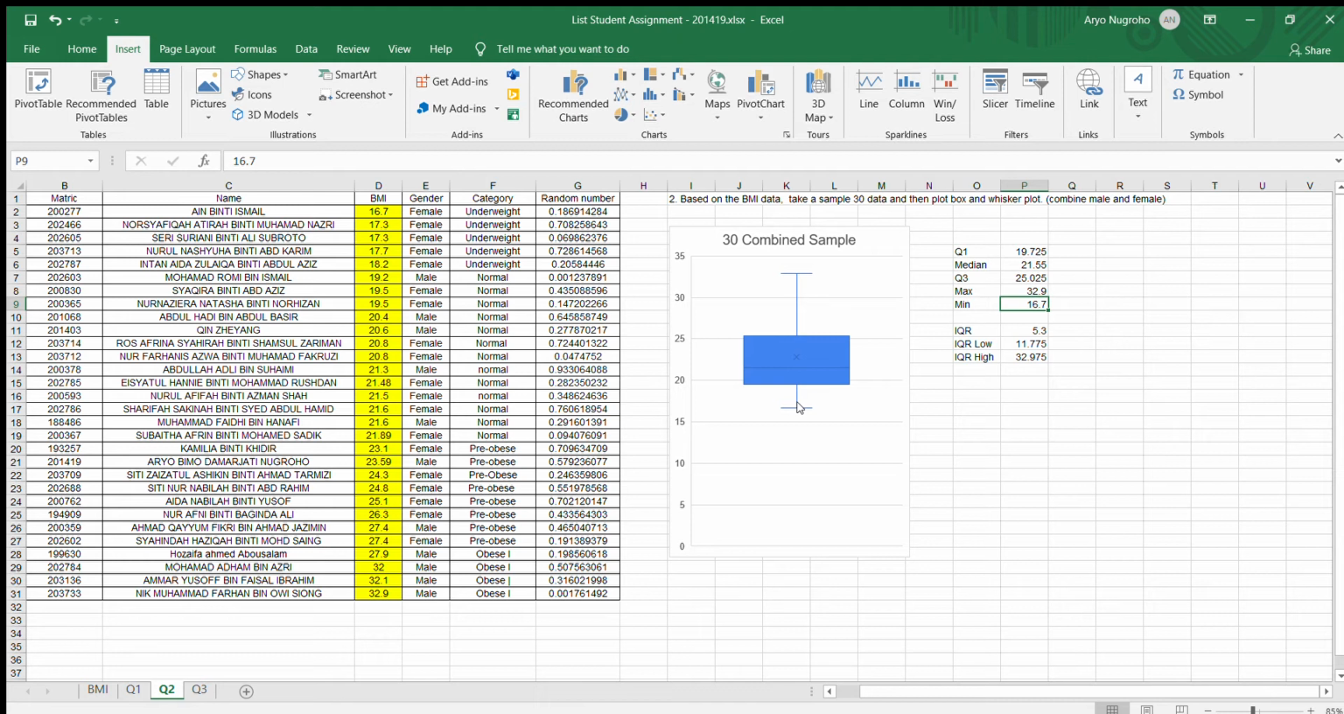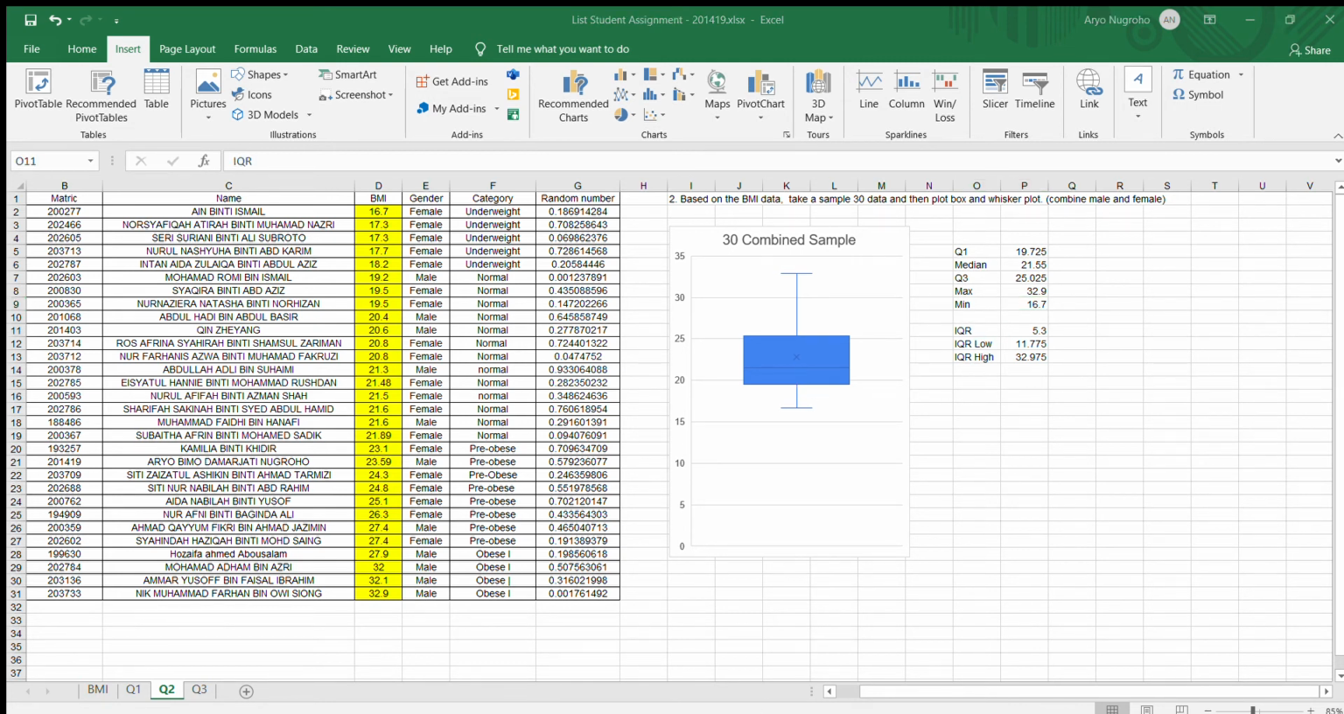This one is the very bottom line in the box and whisker. The whiskers lead to the top and the bottom, and represent the values from the data. So any value that is not in Q3 on the top will go to the whisker, and any value that is not included in Q1, or is below 19.725, will be represented in the whisker.